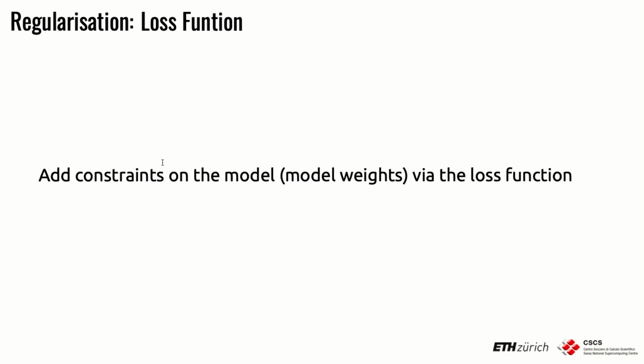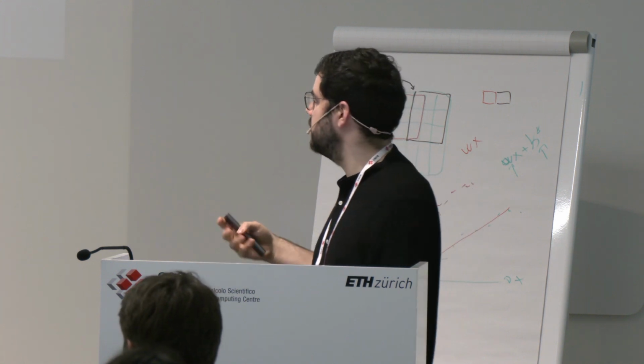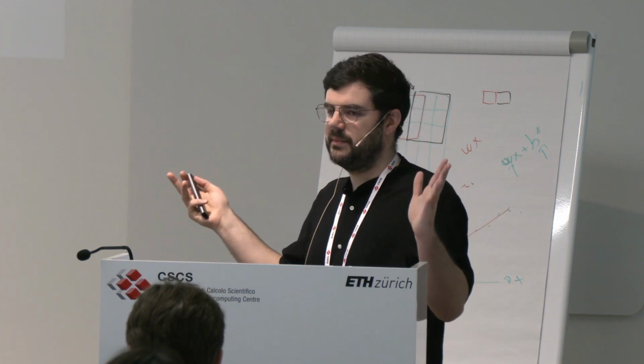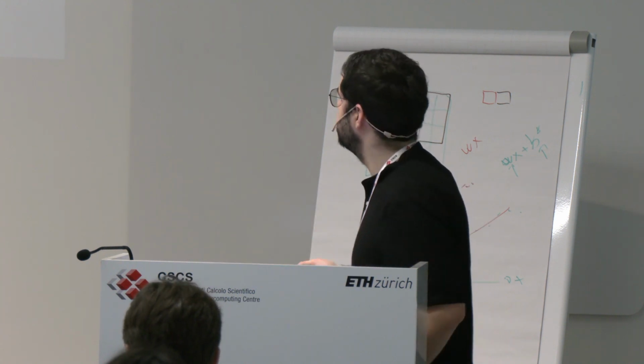Then another way of reducing overfitting is to add some regularization terms to the loss function, and essentially this restricts the values that the weights of your model can take. You have a parameter space that is very big, but you add some constraints to it in order to make it smaller.